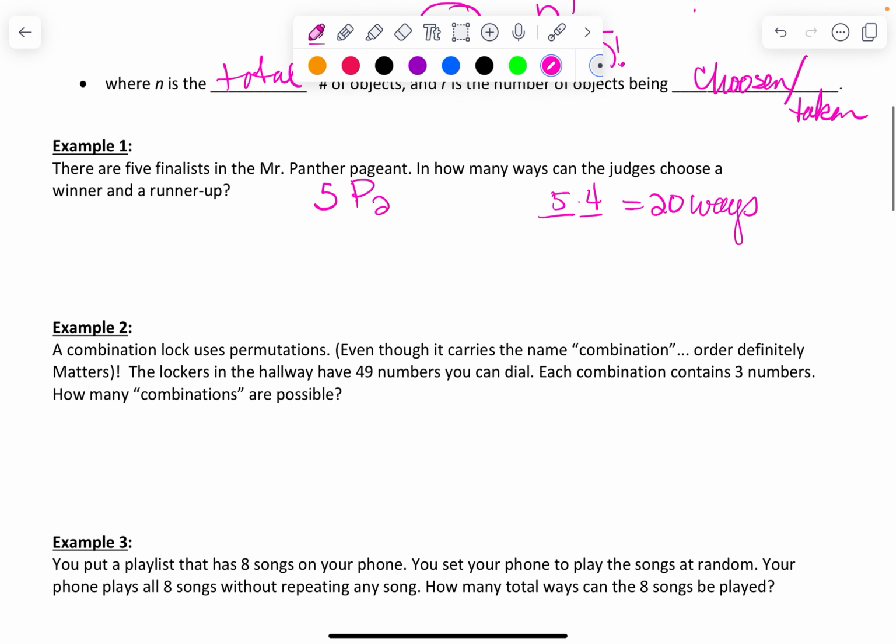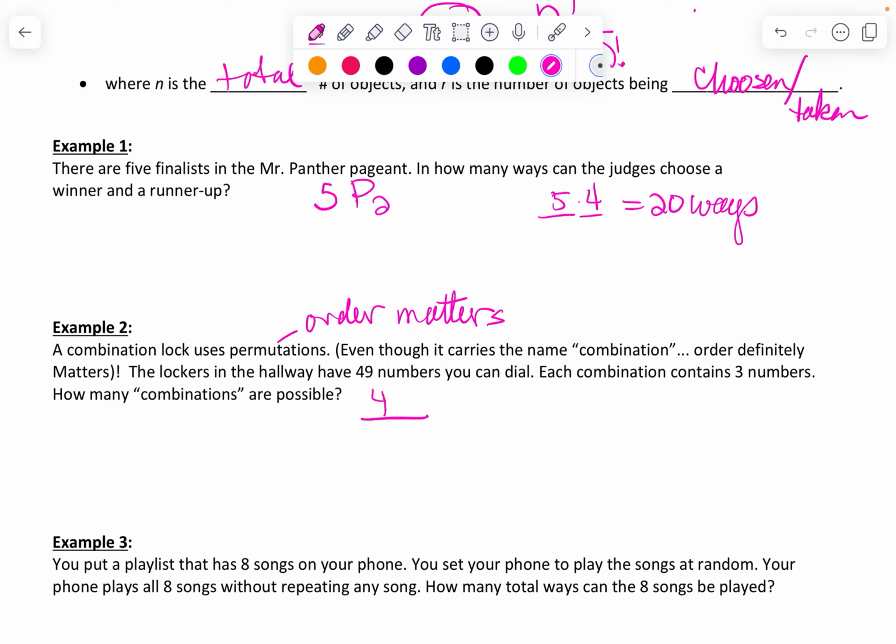Okay? All right, let's look at this next one. So a combination lock uses permutations, which means the order matters. Okay, that's going to become important in a minute. If the order matters, even though it carries the name combination, order definitely matters. The lockers in the hallway have 49 numbers you can dial. Each combination contains 3 numbers. How many combinations are possible?